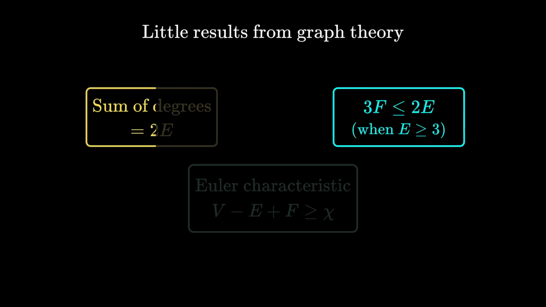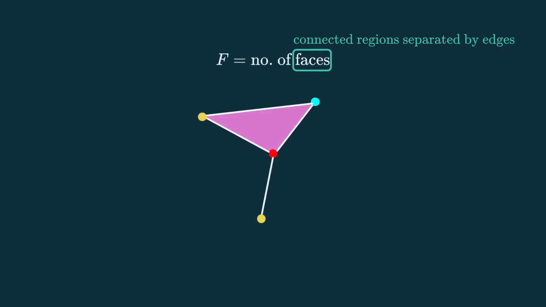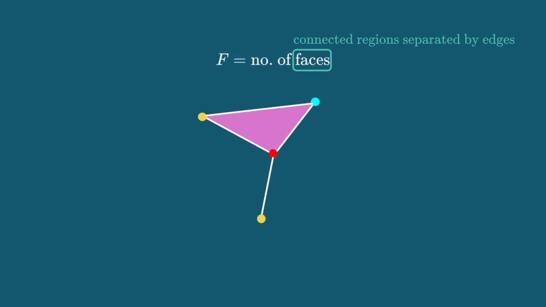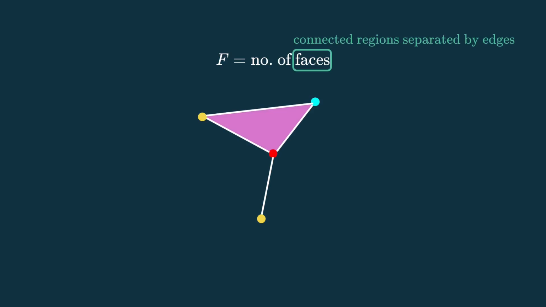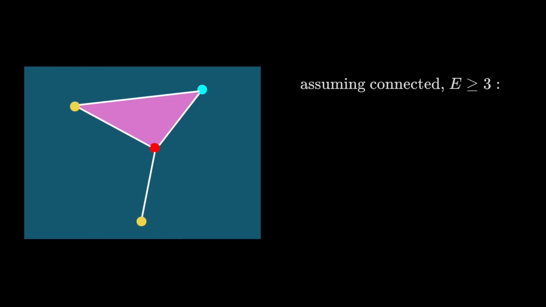What about the second result? This result involves a quantity denoted as f, the number of faces, where faces are connected regions separated by the edges. We count this graph as having 2 faces, the inner pink one and the outer blue one. As long as the graph is connected and has at least 3 edges, we can say 2 things. Each edge borders at most 2 faces.